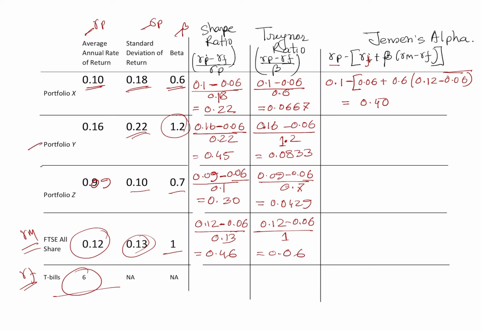If I calculate the Jensen alpha for portfolio X, that is 0.16 minus 0.06 plus, only the beta here will change, 1.2, and the market excess return is the same for both. And this will give us 2.80.